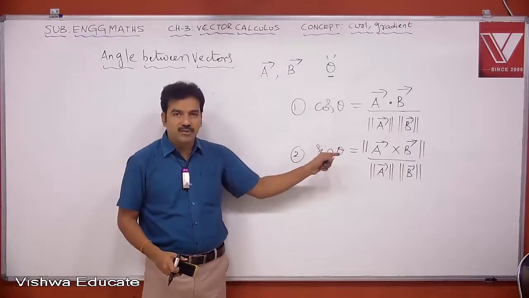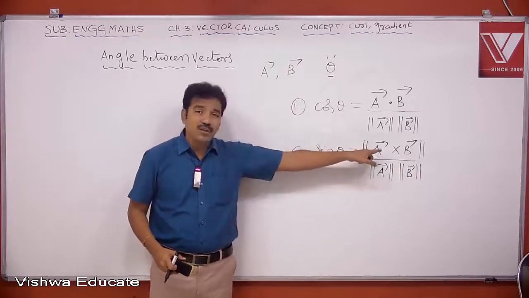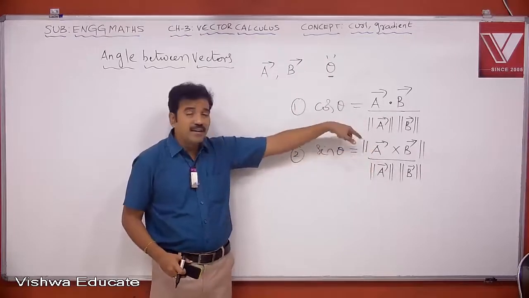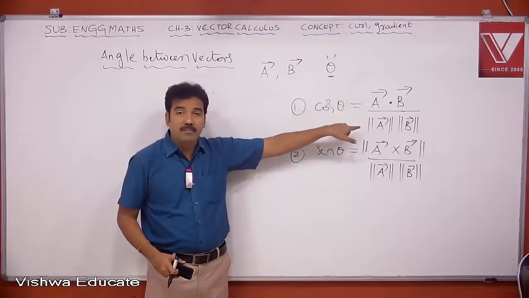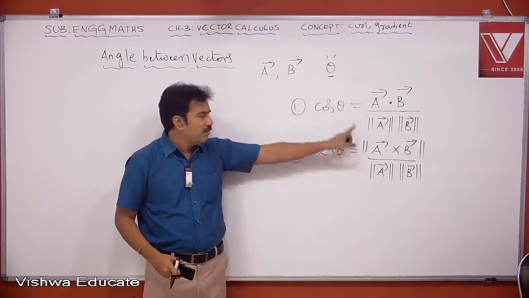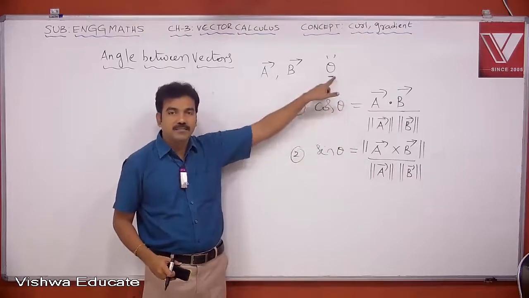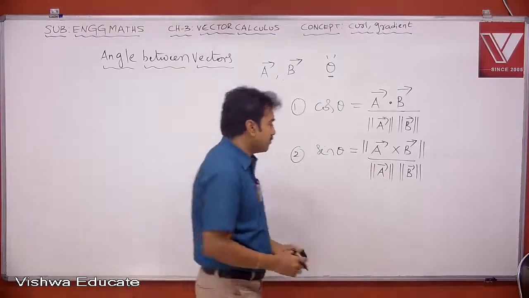Even if you follow this, you get the result, but it involves cross product. It takes some time. Finding dot product is much simpler when compared to finding cross product. Okay, but both will give the same result for theta. Let us see an example.